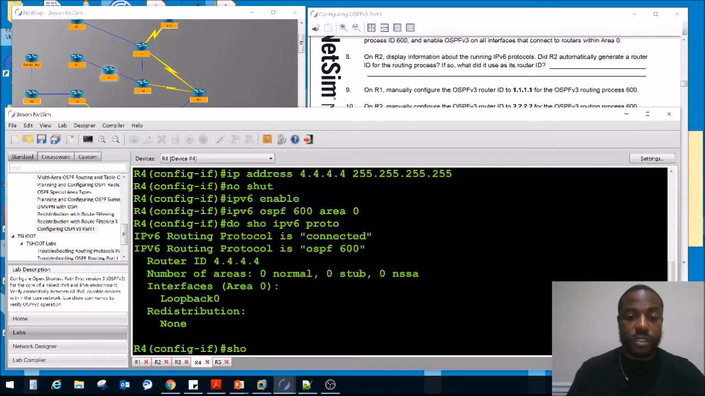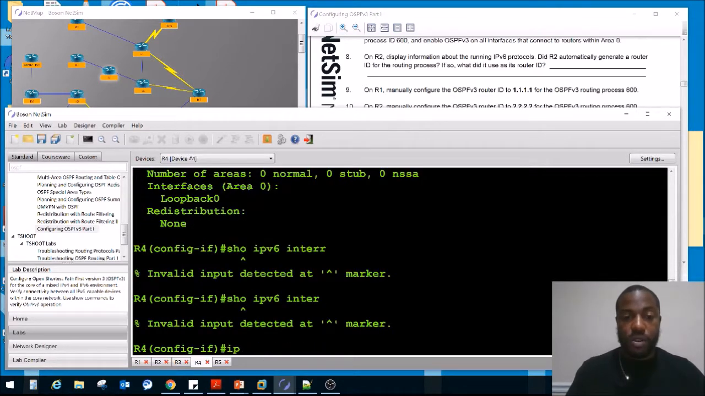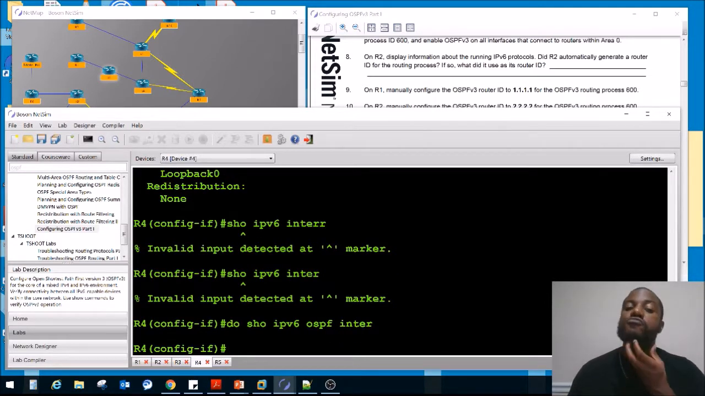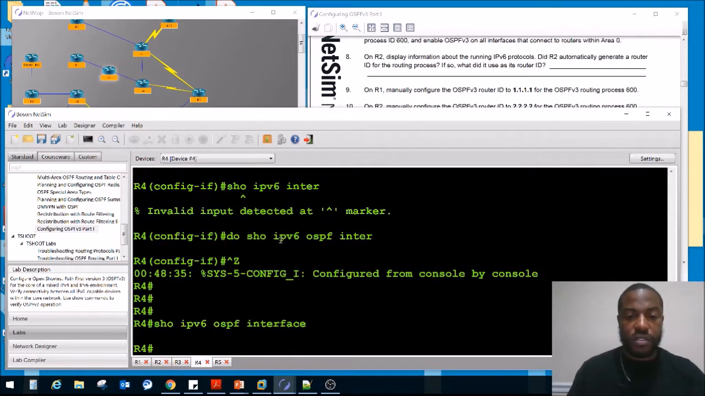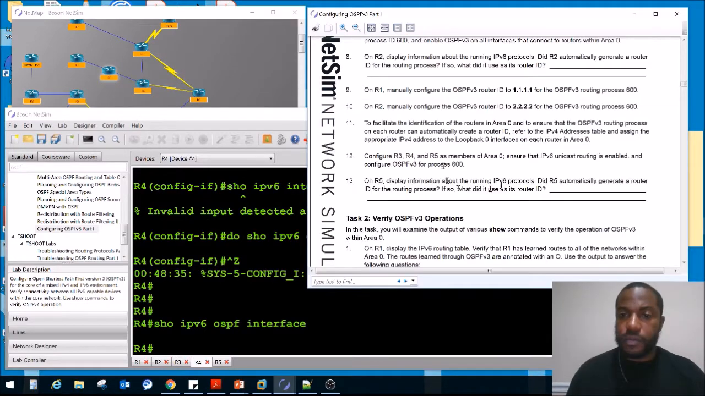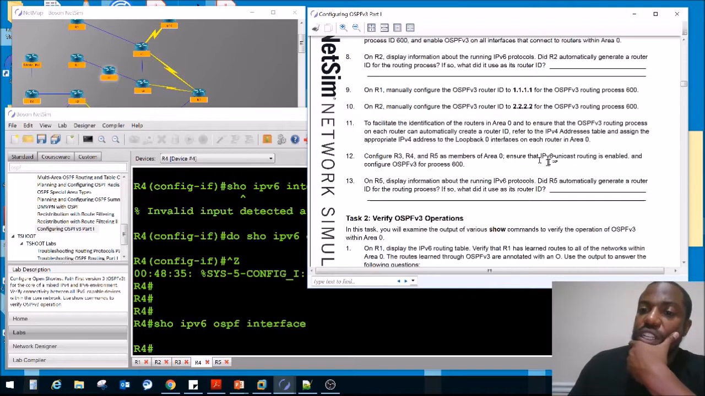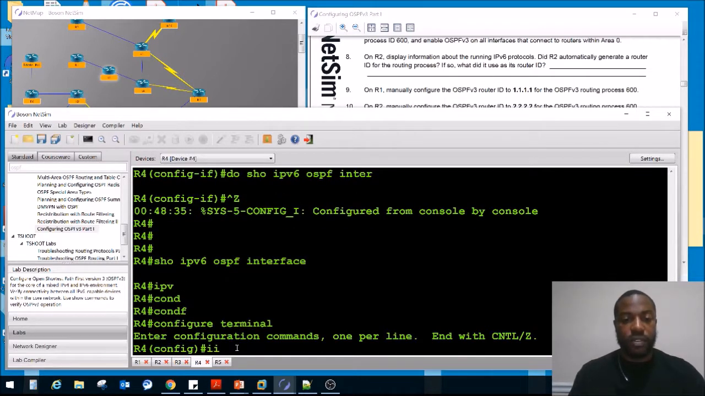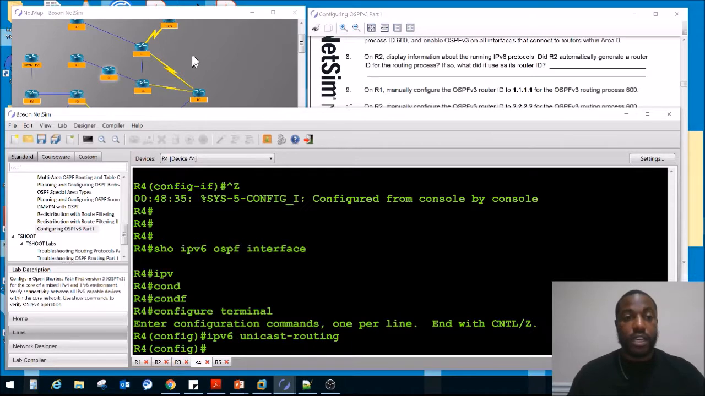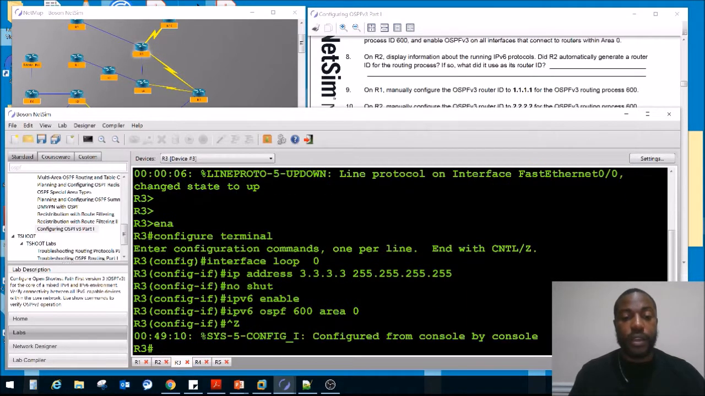Let's see, show IPv6 OSPF interface. Okay, so we don't have any interfaces running OSPF, huh? Let's just show IPv6 OSPF interface. Maybe we got to do those interfaces. Router ID. Let's look at the rest of this stuff. IPv6 unicast is enabled. IPv6 unicast routing. That could be why we didn't get that. We got that error though. That could be why we got that error.